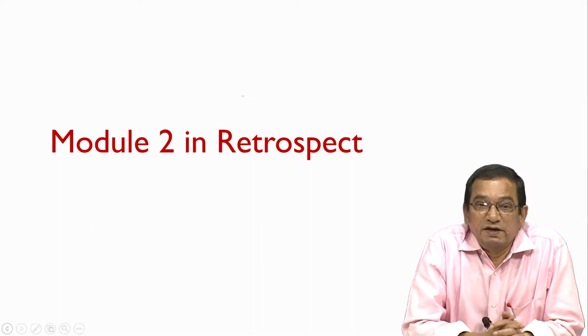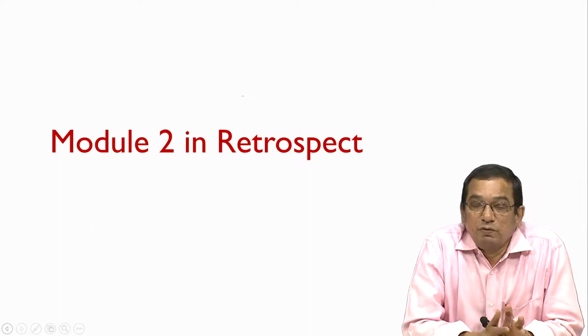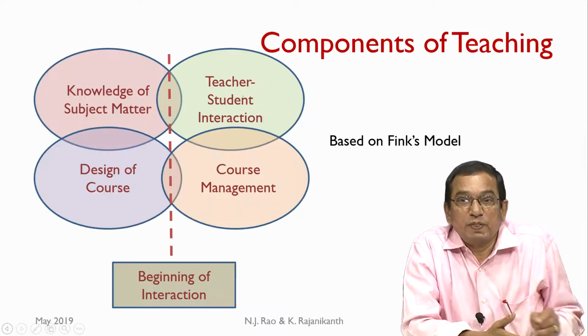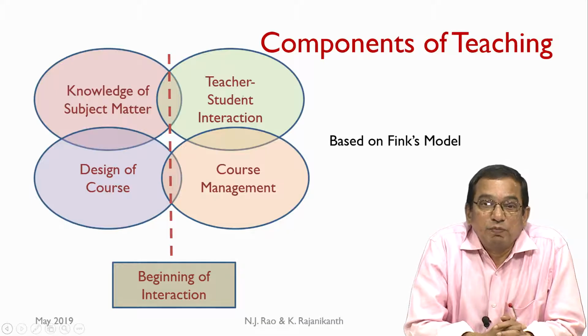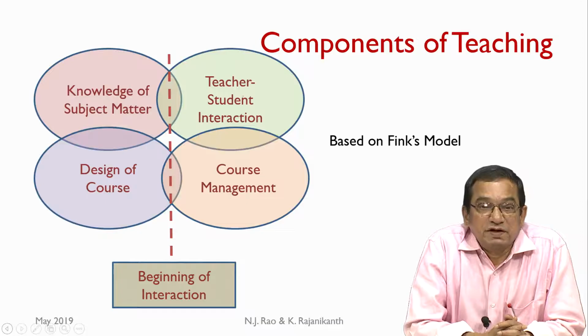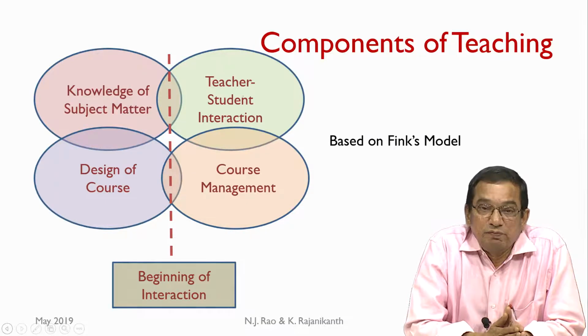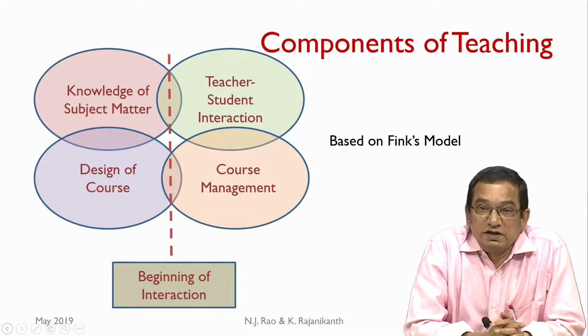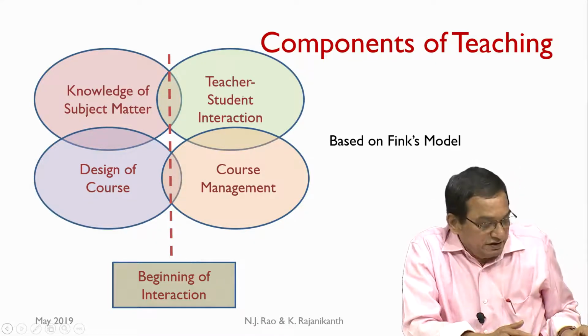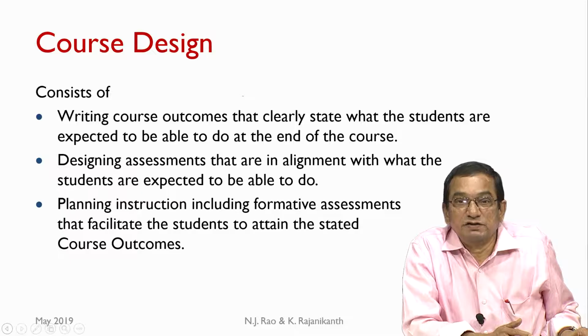Now, that completes the last unit of module 2. So, let us quickly have a recap of the module 2 in retrospect. We saw the components of teaching based on Fink's model. There are 4 aspects: knowledge of the subject matter, design of the course. These two happen at the beginning of the interaction. Then once the course commences, teacher student interaction, course management. So, these 4 aspects are the key components of teaching, and in this module we were concerned with design of course.